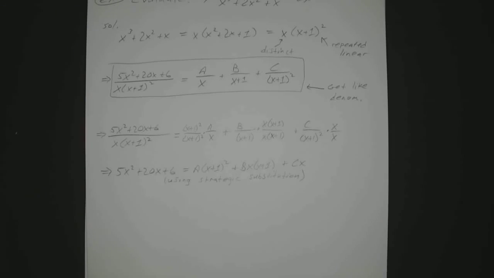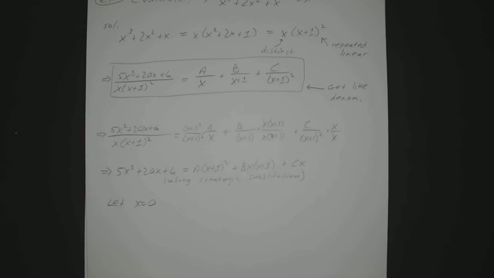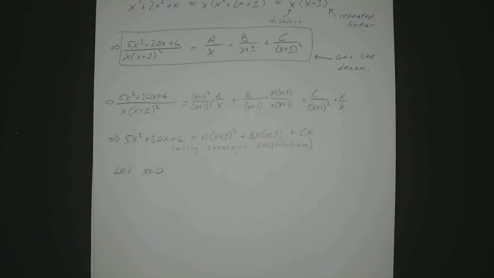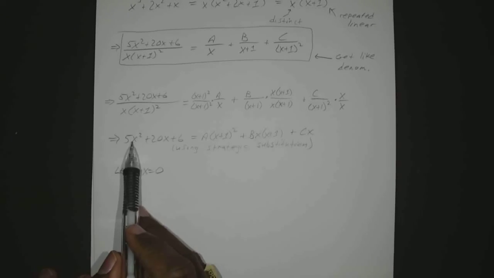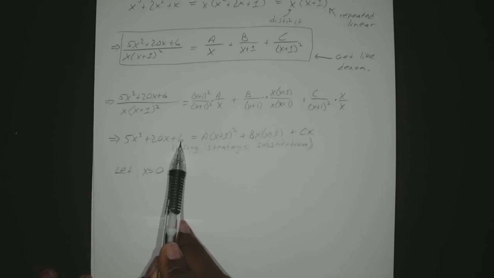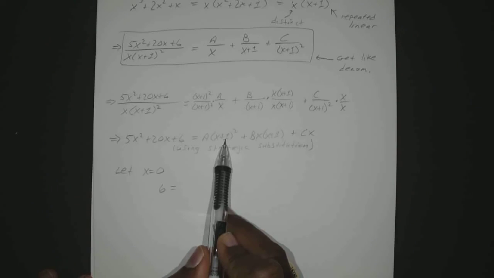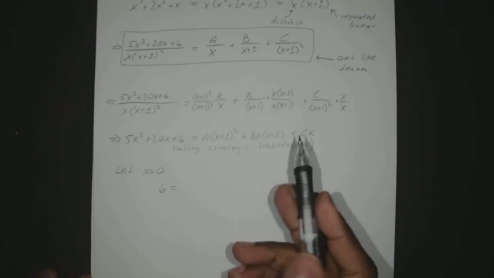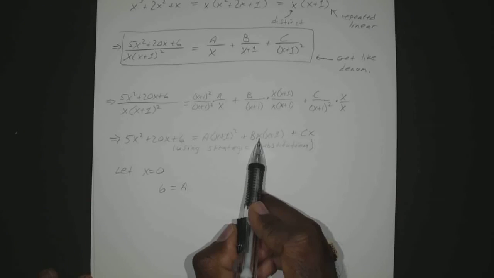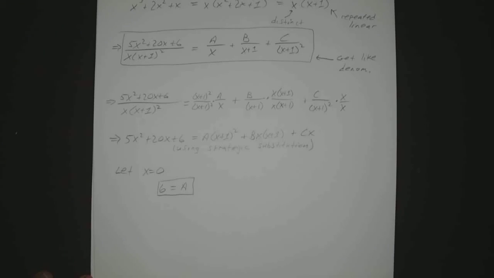Okay, so if we let x equal 0, we'll get rid of B and C, and this way we can solve for A. So that gives us 5 times 0, which is 0, plus 20 times 0, which is 0, plus 6. So you have 6 equals A times 0 plus 1, which is just A. That becomes 0 and that becomes 0. So we actually end up with A equals 6.